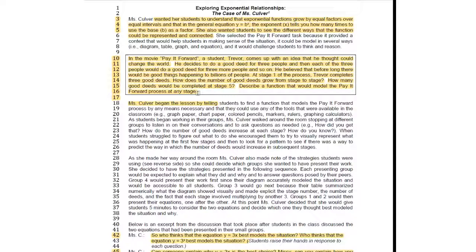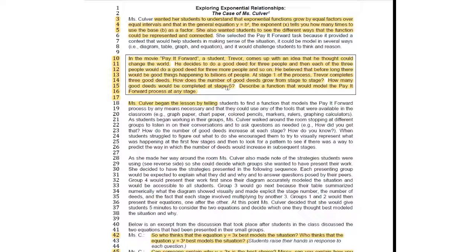So let's just talk about this task for a minute. This task is a high-level task. It requires a lot of thinking on the part of the students, especially if they don't know anything about exponential functions at this point. And Ms. Culver, first of all, wants her students to figure out how the number of good deeds grows from stage to stage, and how many good deeds are completed at stage 5. And once they do that, then they're supposed to come up with a generalized function.